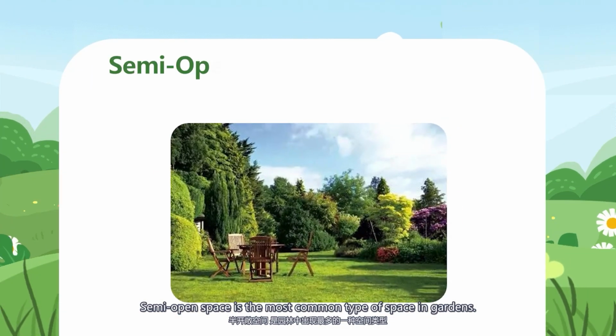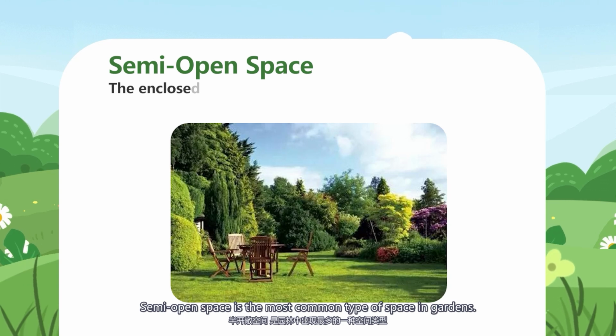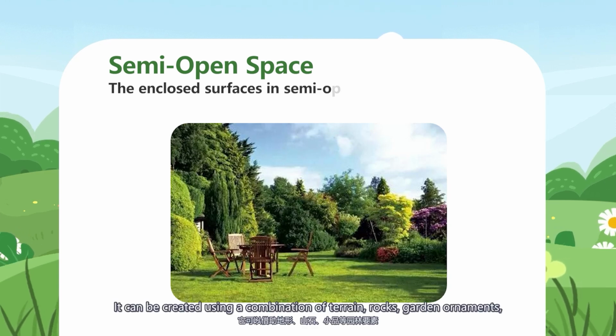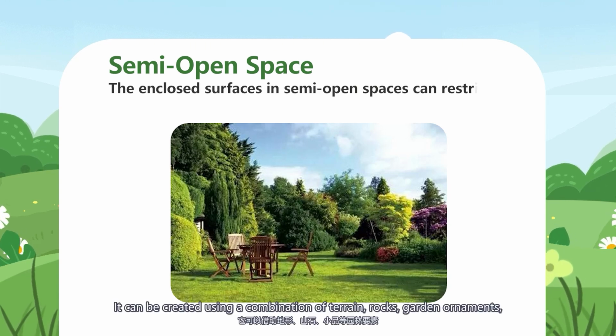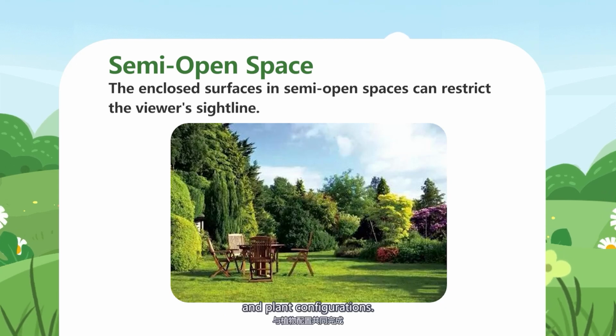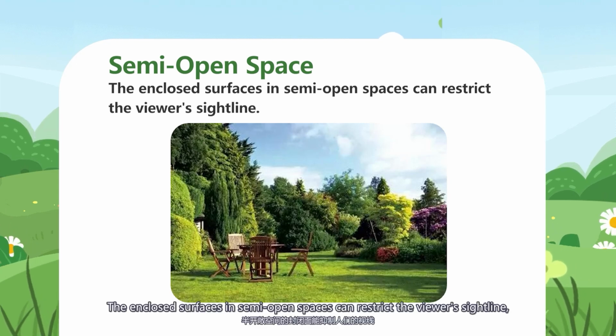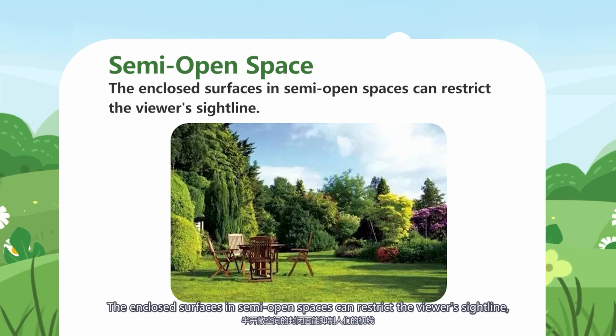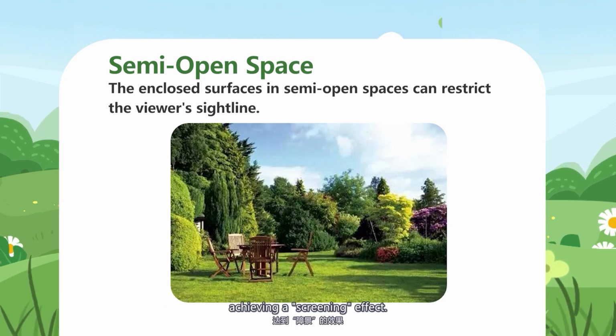Semi-open space is the most common type of space in gardens. It can be created using a combination of terrain, rocks, garden ornaments, and plant configurations. The enclosed surfaces in semi-open spaces can restrict the viewer's sightline, achieving a screening effect.